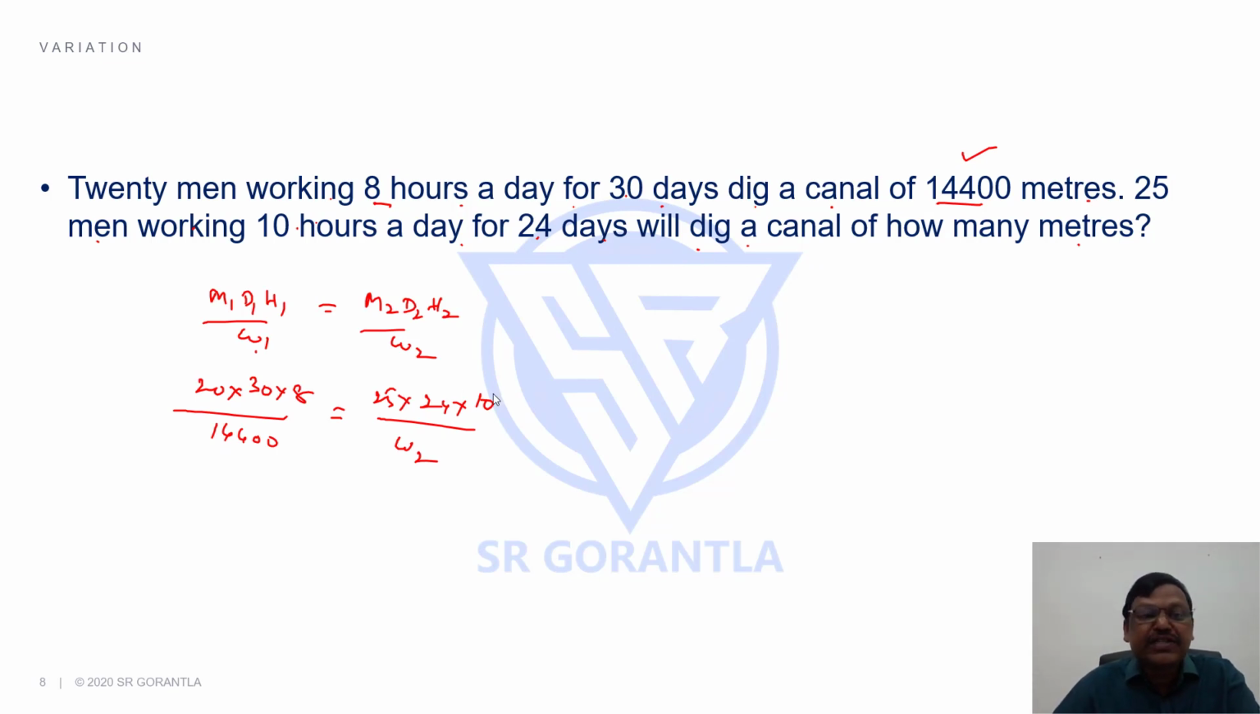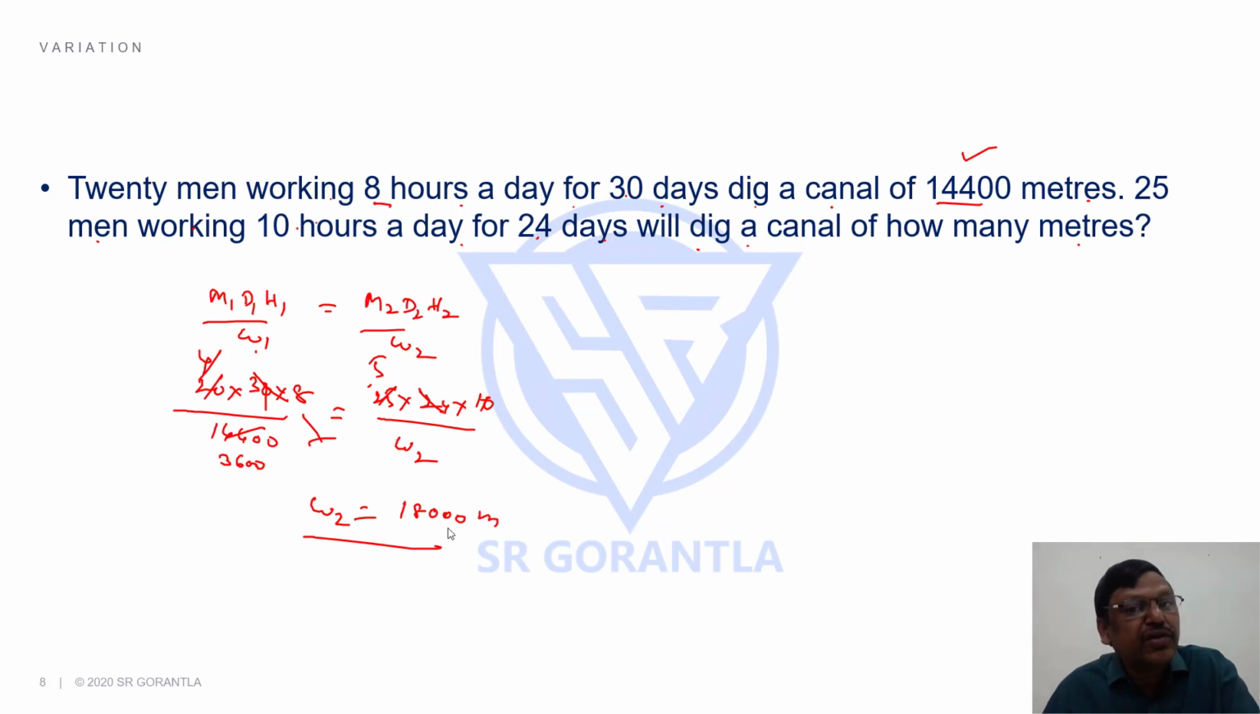It's a matter of calculation. You can see here 10, 10 gets cancelled. 3 8s are 24, 24 gets cancelled. I can say 5 4s, 5 5s are... 4 3600. If I cross multiply, W2 is equal to 5 into 3600, which is 18,000. So 18,000 meters is what they can do. Right? Okay, let's take up one more.